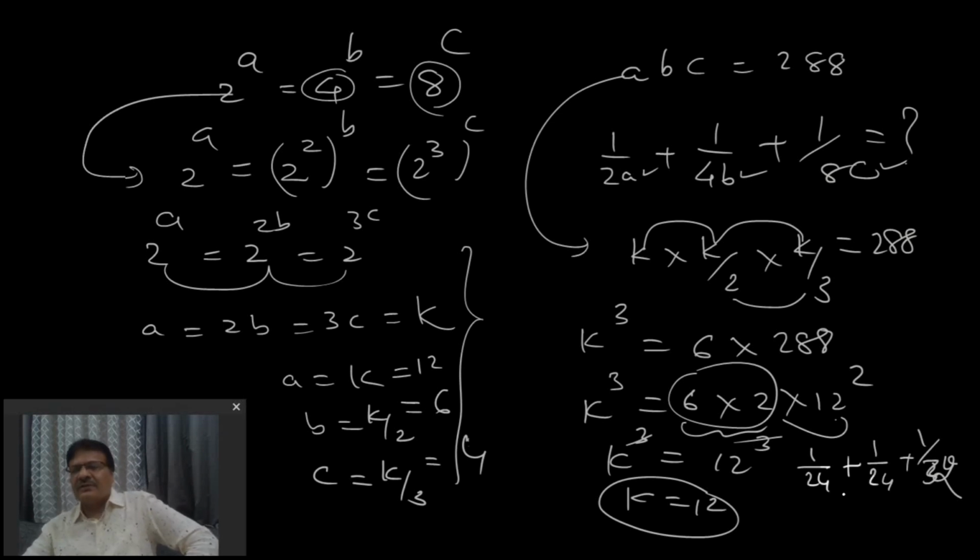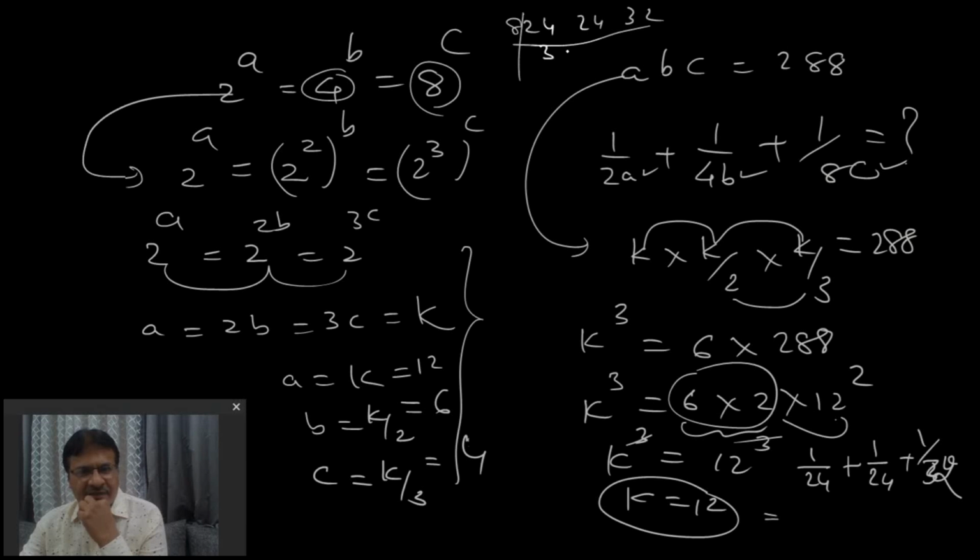Okay, 1 by 24 plus 1 by 24 plus 1 by 32. So guys, what is the LCM of 24, 24 and 32? I can divide by 8. So 8 3s are 24, 8 4s are 32. Then 3, 1, 1, 4. So then 4 times 8 is 32, times 3 is 96. Can I take 96 as the LCM? Yes, no? So this is 4, this is 4, this is 3. So 11 by 96 is my answer.